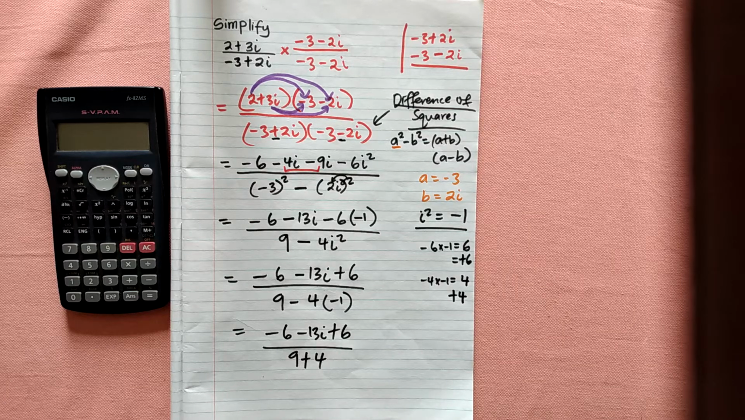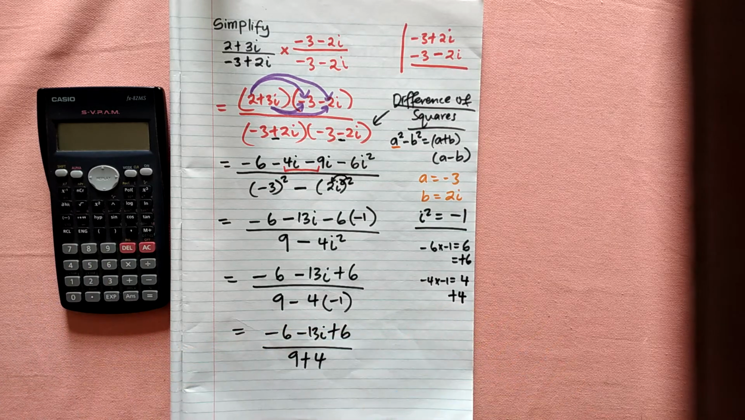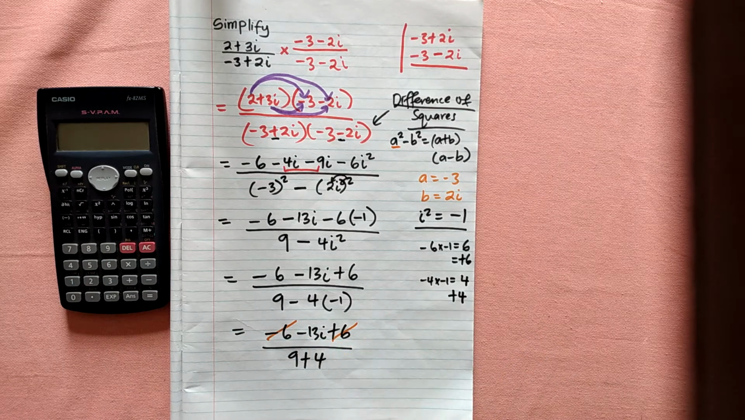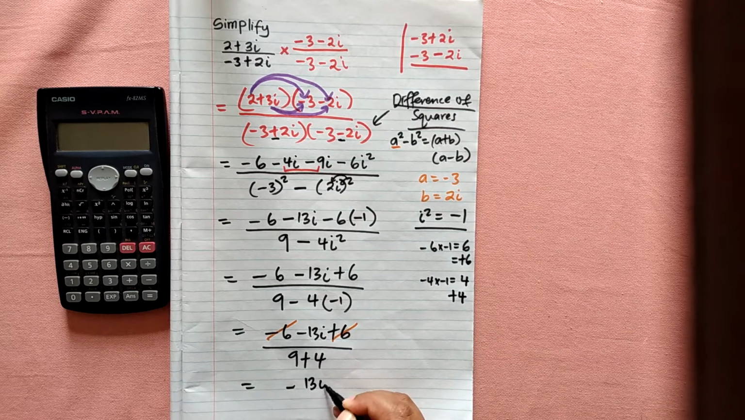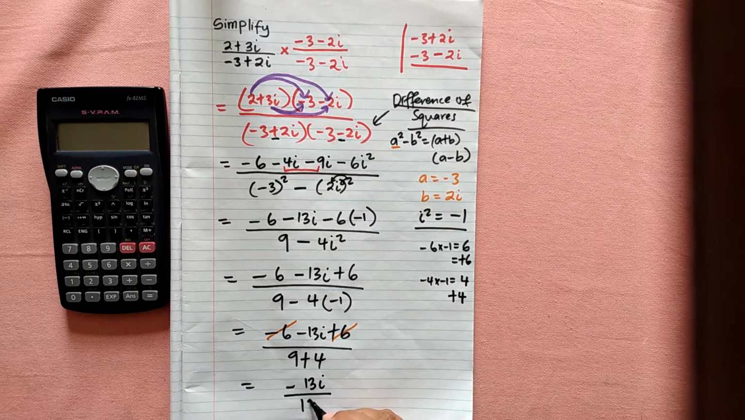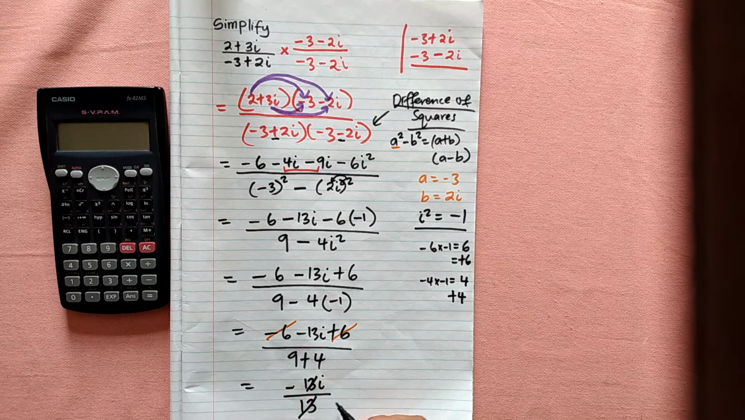Okay, so there I can see a negative 6 and a positive 6. We can just cancel the 6. Or if you put them together, negative 6 plus 6 will be 0. So it's the same thing when we cancel it. Okay, so what are we left with? We are left with negative 13i in the numerator, and in the denominator 9 plus 4, that will give us 13. So there is a 13 in the numerator and a 13 in the denominator. We can cancel that, and what is left? Only negative i is left.